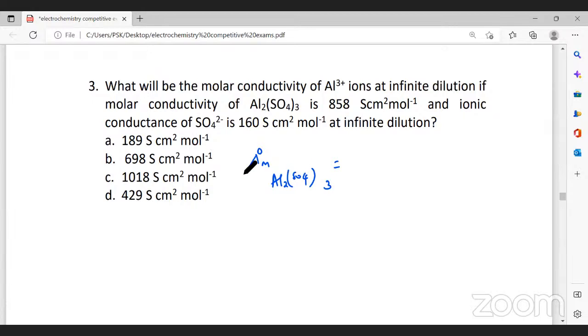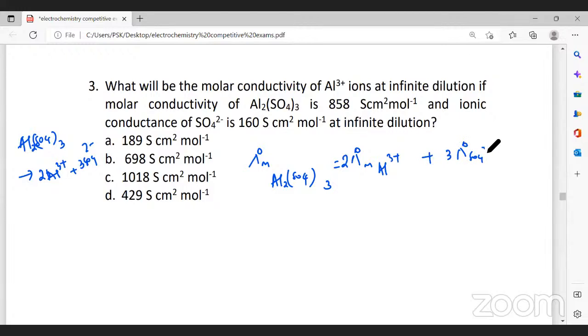No, we will work this out. This is simple, just follow this. Firstly, we should know that Al2(SO4)3 will dissociate to form 2 Al3 plus and 3 SO4 2 minus. So we can write lambda naught M of aluminum sulfate will be equal to 2 into lambda naught M of Al3 plus plus 3 into lambda naught M of SO4 2 minus.